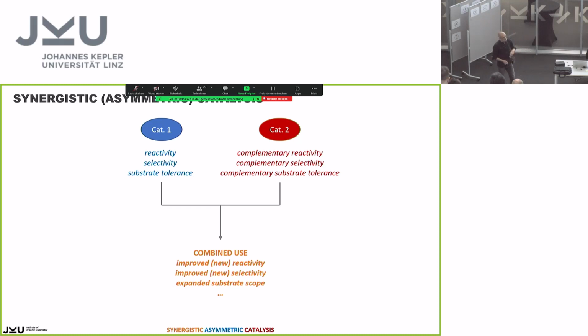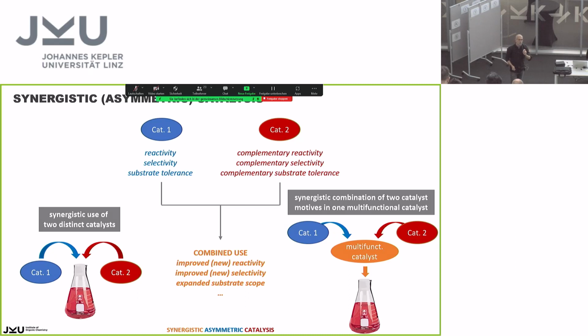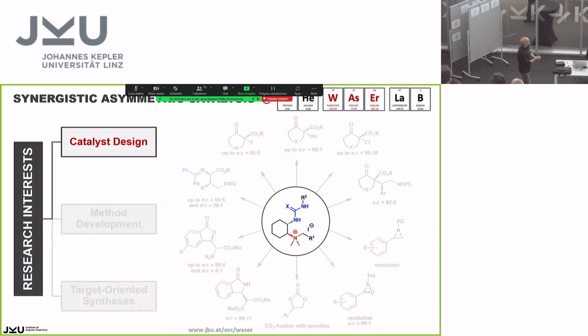Now, when we do synergistic catalysis, you have in the end two ways to combine these two catalyst motifs. The easiest thing is you use both of them independently, you throw them in your flask and you hope that they work somehow together. Sometimes this works brilliantly, and if this is working, fine. The other option is you combine two catalyst motifs in one new catalyst, which you now call a multifunctional catalyst, and apply this one. And we have been working on both of these for years, and I just want to show you one example here.